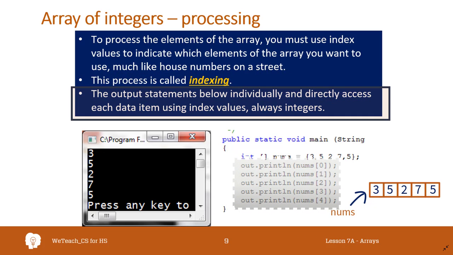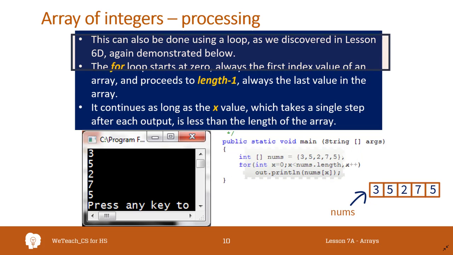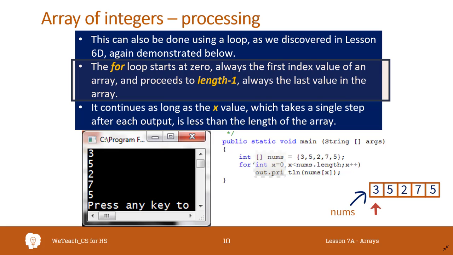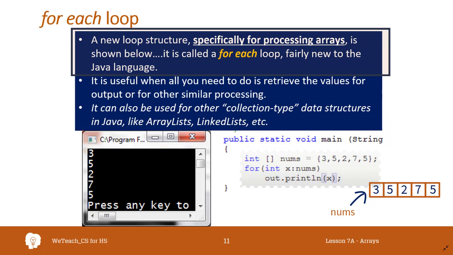The output statements below individually and directly access each data item using index values, always integers. This can also be done using a loop, as we discovered in Lesson 6D, again demonstrated below. The for loop starts at 0, always the first index value of an array, and proceeds to length minus 1, always the last value in the array. It continues as long as the x value, which takes a single step after each output, is less than the length of the array.